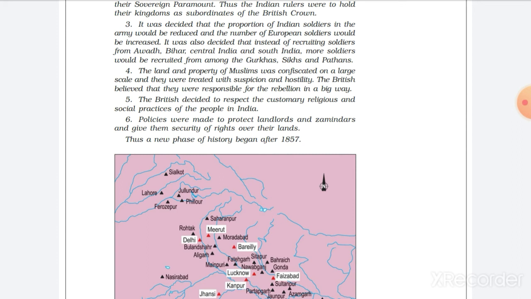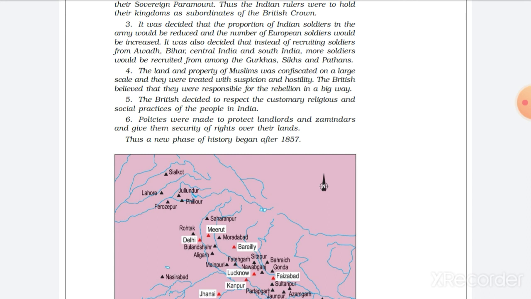Now, the fifth point tells that the British decided to respect. Britishers also realized that in their colonial period, they couldn't always be disrespecting Indian religions and everything. So that is why they now started to respect the customary religious and social practices of people in India.